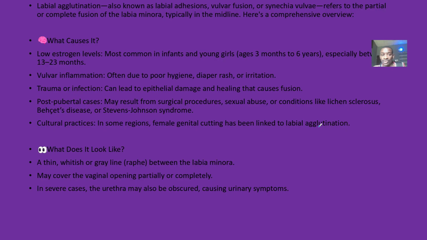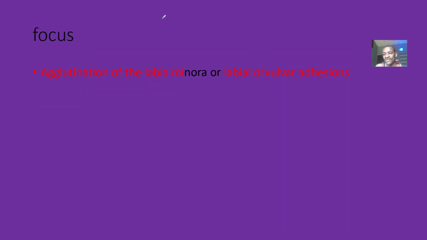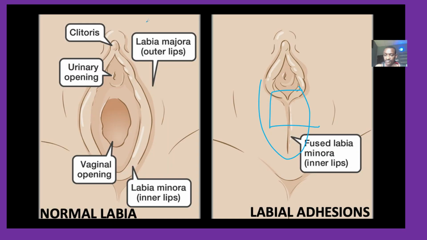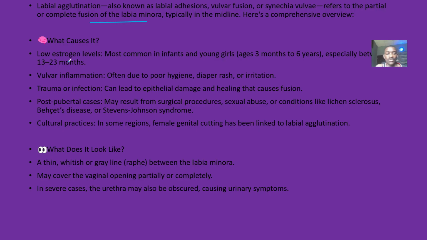Okay, so labial agglutination, also known as labial adhesions, or known as vulvar fusions, also known as synechia vulvae. So you can see that a lot of names are there. Okay, so it refers to partial or complete fusion of the labia minora. Okay, so the inner lips of the vagina are fusing. It's not opening like the normal one. You understand? So what causes it?